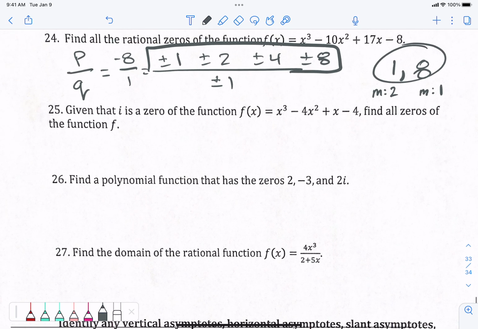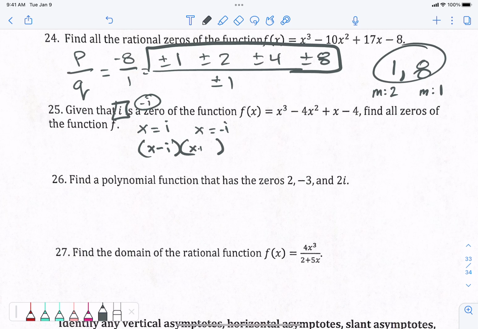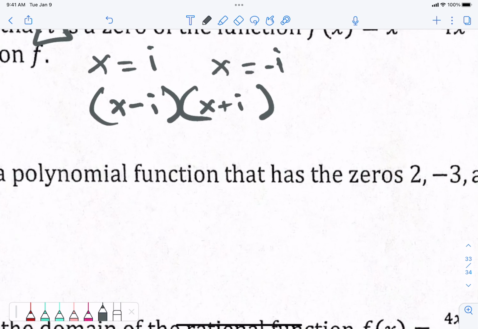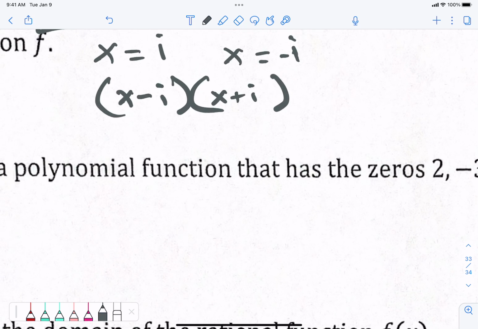Given that i is a zero of the function, find all zeros of the function. Positive i, negative i. If it's i, negative i is also a zero. So x equals i and x equals negative i, which means my two bubbles are x minus i and x plus i. Now we foil.